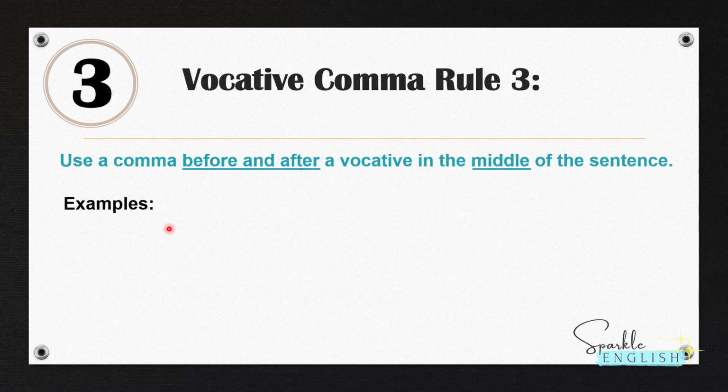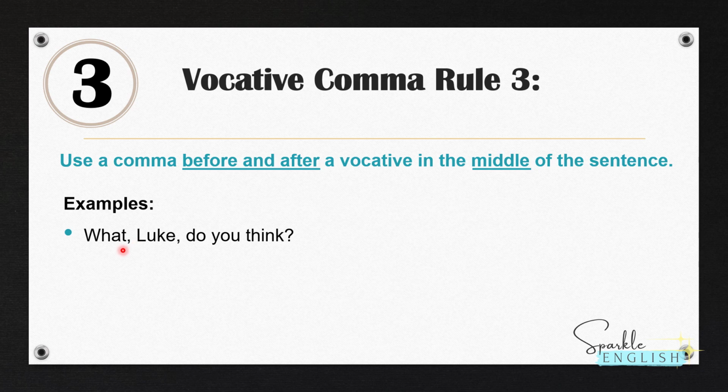And finally, rule number 3. Use a comma before and after a vocative in the middle of the sentence. For example, "What, Luke, do you think?" Here you can see we have a comma before the vocative and after the vocative because it's in the middle of the sentence. Now this is less common.